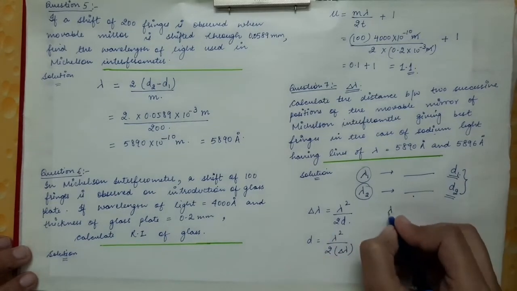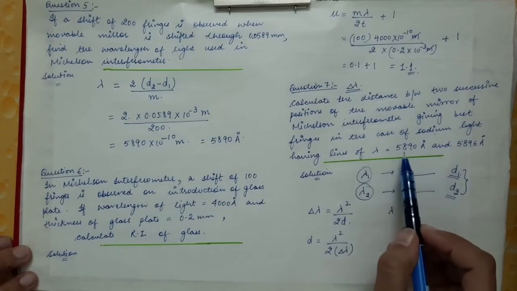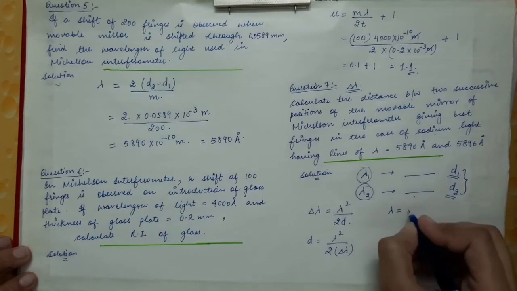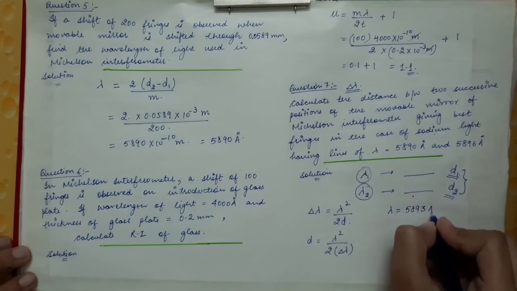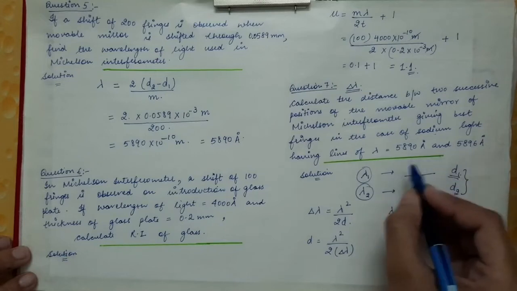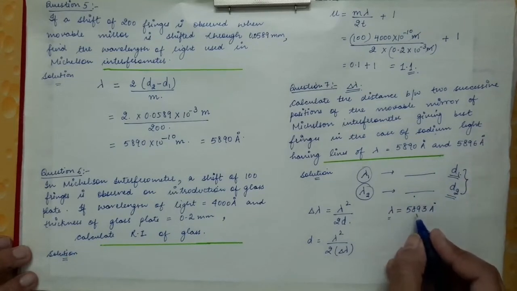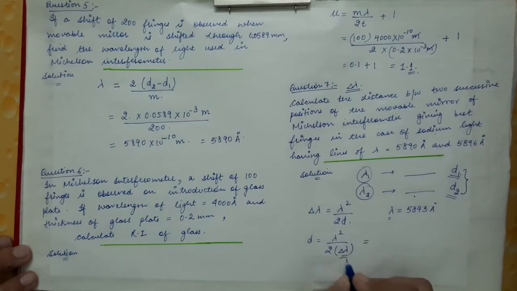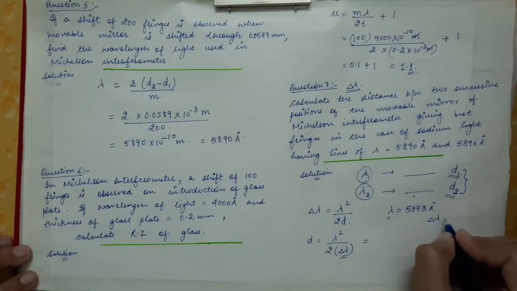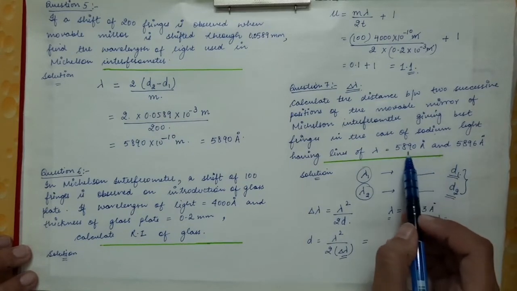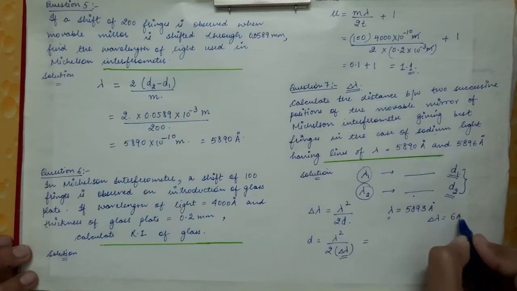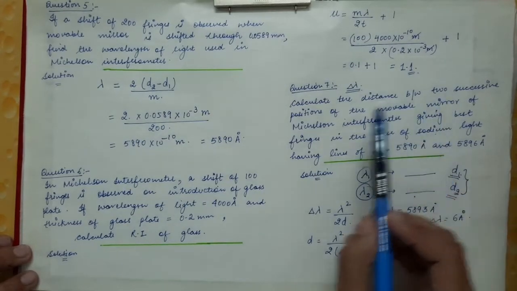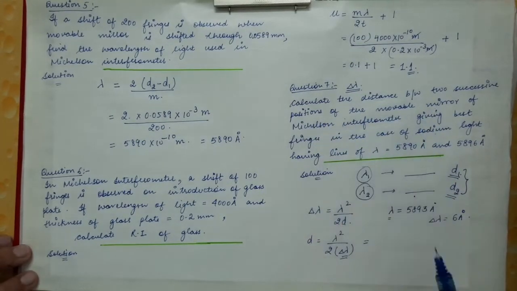Now what is lambda? It is the mean value of the two wavelengths. On calculating the mean of 5890 and 5896 Angstrom, it will be equal to 5893 Angstrom. This is the average value of both the wavelengths, so lambda is equal to 5893 Angstrom. Also we have to see what delta lambda is. Delta lambda is equal to lambda 2 minus lambda 1, and it will come out to be 6 Angstrom.